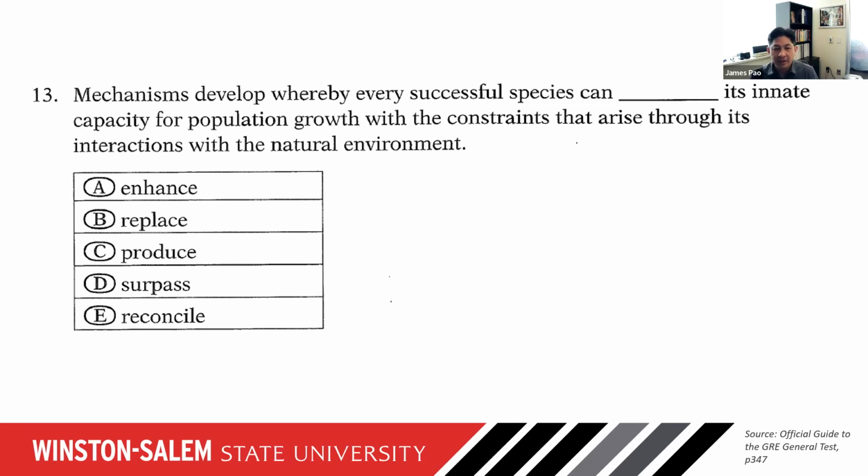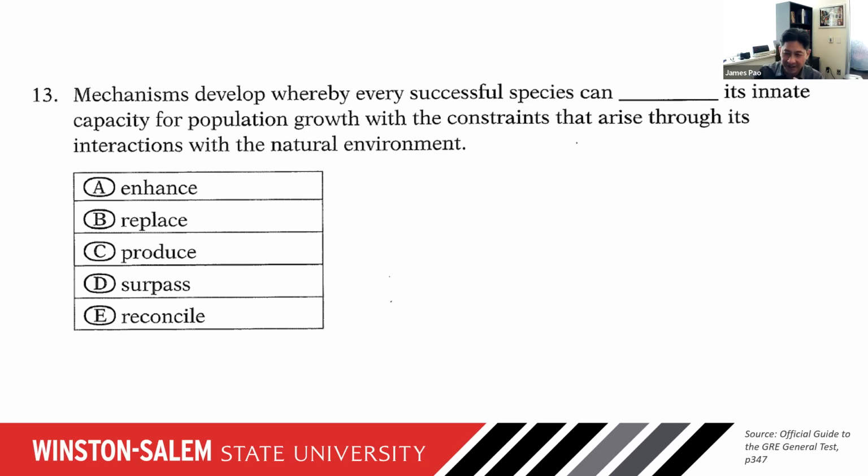Enhance cannot be correct. You don't enhance your ability to have babies with constraints. Replace is also incorrect. You don't take the ability to bear children and then replace it with constraints. No, that doesn't work. Neither do you produce your ability to have babies with constraints. That doesn't even make sense. You can't produce A with B in this example. Surpass also does not work. You cannot surpass your ability to have children with constraints.